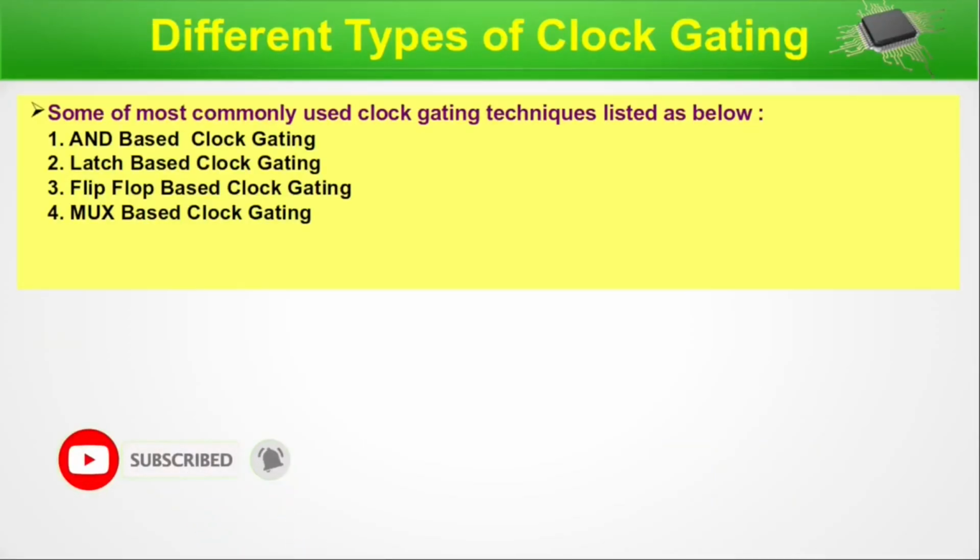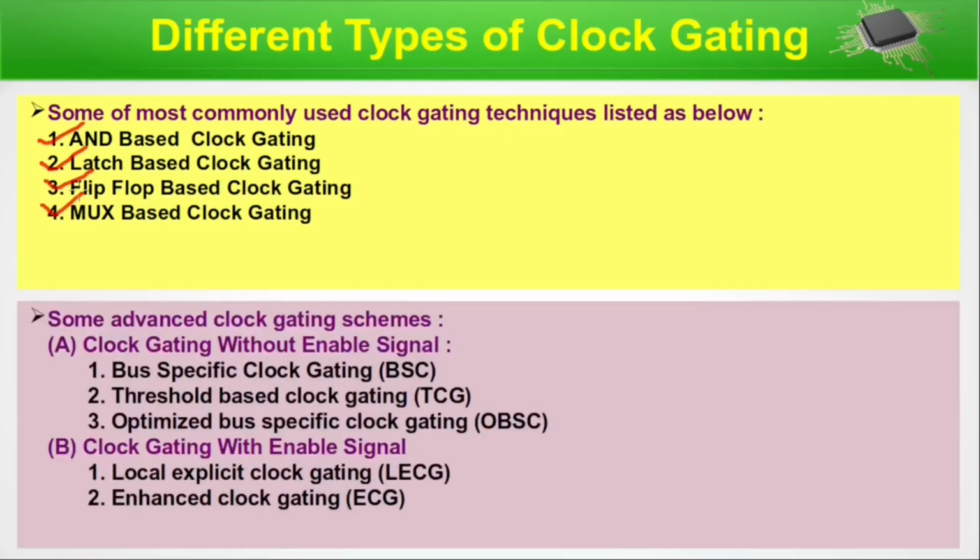Now different types of clock gating. First, most of the commonly used clock gating techniques. There are 4: AND based, latch based, flip flop based, and mux based. Now there are some advanced clock gating schemes. Clock gating without enable signal and clock gating with enable signal. Now clock gating without enable signal, that is bus specific, threshold based clock gating, and optimized bus specific. And clock gating with enable, local explicit clock gating, and enhanced clock gating. So these are the types of clock gating we will discuss here.